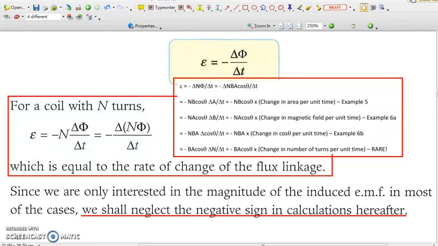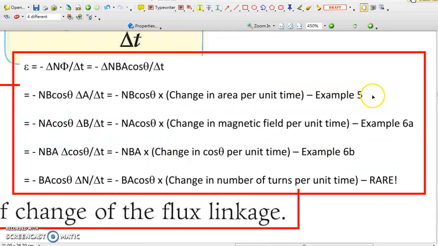The equation appears complicated. There are 4 variables. They are N, B, A, theta. But usually only one variable changes with time, so we may rewrite it in 4 different forms. To begin with, we will apply the first equation in example and exam link that follows. And I will present the answer differently from your book, so that you may cross-check and understand better by comparing different presentations. Now copy down these equations.